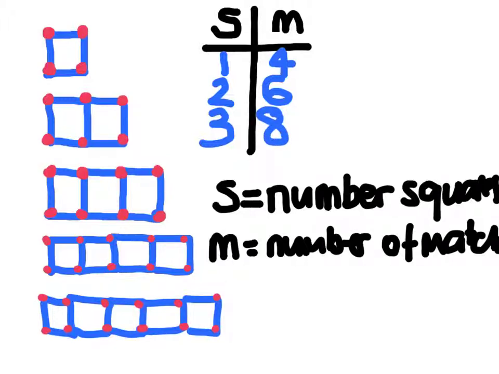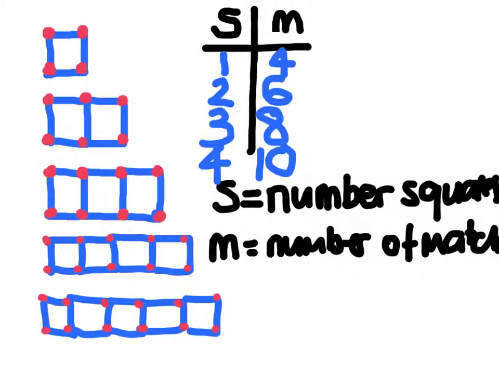Go down to my 4th pattern. 1, 2, 3, 4 squares. How many match heads have I got? 1, 2, 3, 4, 5, 6, 7, 8, 9, 10. Okay, again, that's just an achieved question.